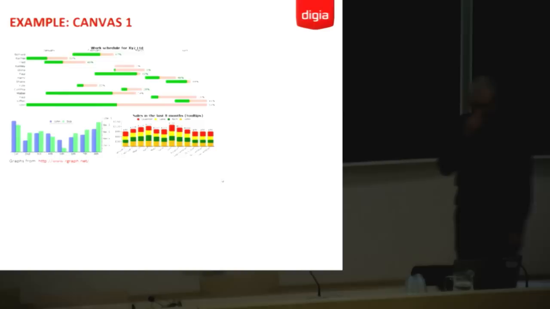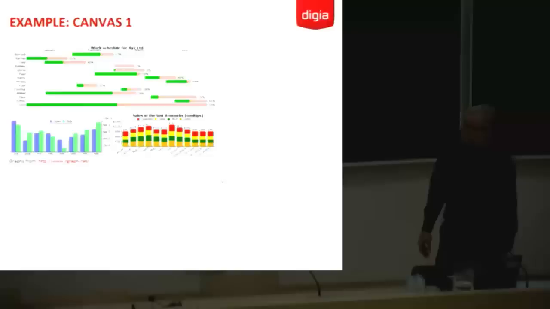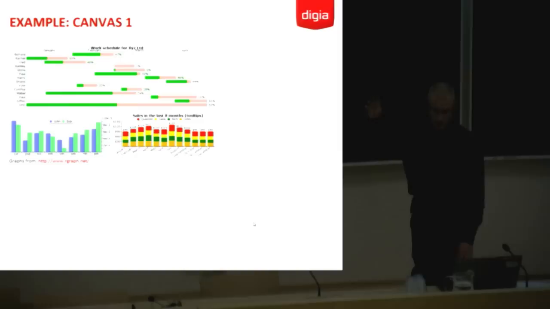Okay, let's look at canvas. Canvas is an element that can be, how would I say, you can create objects via JavaScript, or elements or graphics or anything like that. So with script, it is possible to create this kind of thing.